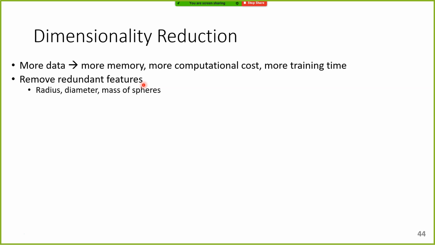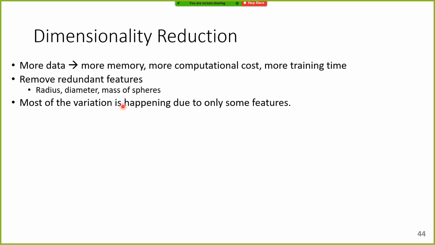There are several times when the same data is collected by different agencies, and those agencies repeat the features. So there might be cases when we have redundant features, and we want to remove them before we perform classification, regression, whatever we want to do. Again, there might be cases where all those features are distinct, but most of the variation is happening due to only some of the features, and only a little impact is made by the others. So we also want to get rid of those features.